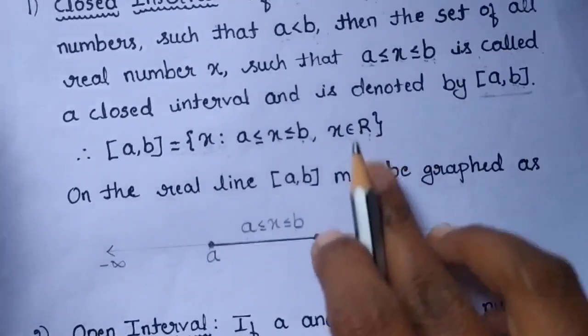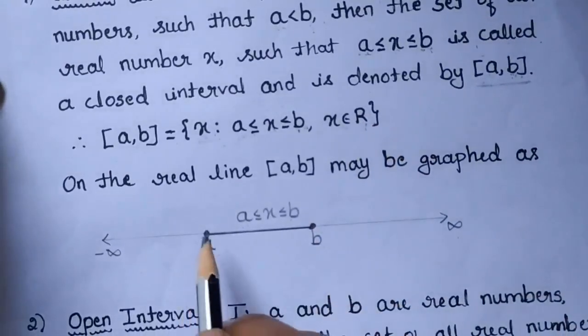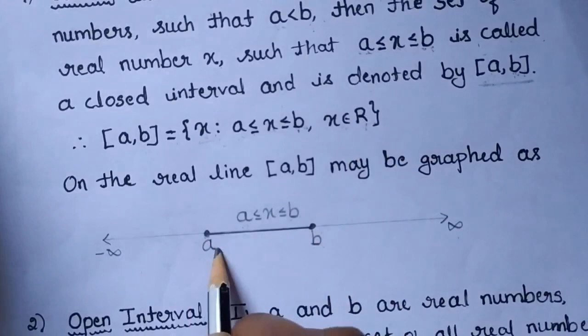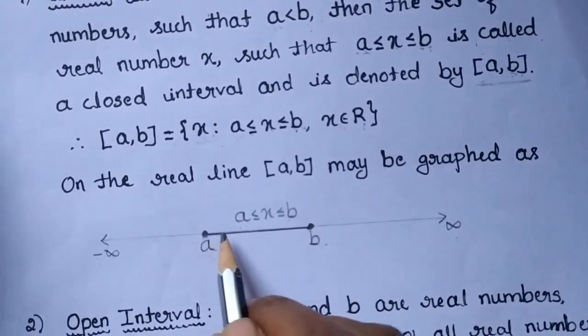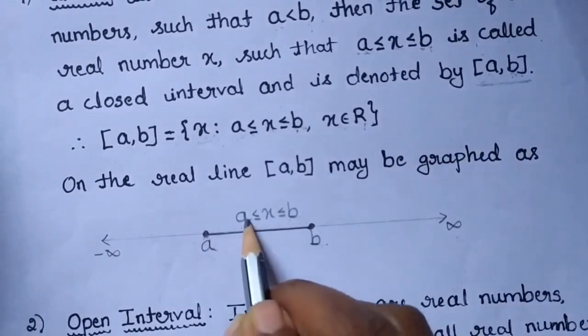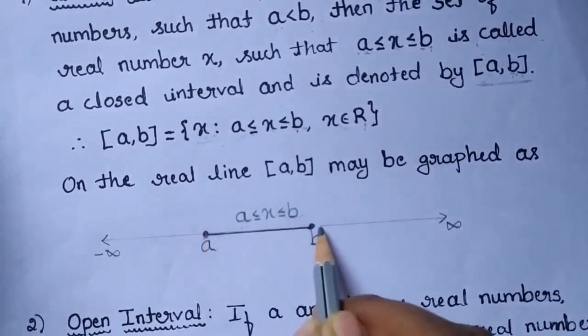The same thing can be represented on the number line. A is less than b, so a comes to the left of b. Darken the line from a to b, and a and b are also included, so darken the circle at a and b.